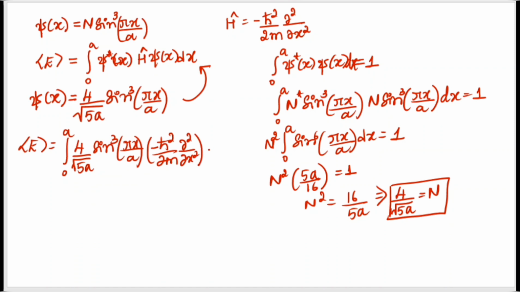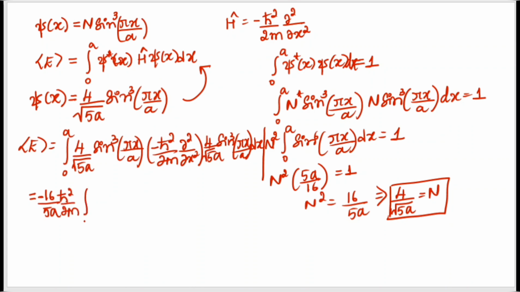What is the psi of x? Psi of x is again 4 divided by square root of pi a into sine cube pi x divided by a, into dx, right? Now 4 divided by square root of pi a, 4 divided by square root of pi a I can take out from the integration because these are constants, along with minus h cut square divided by 2m. So the expectation value will be equal to 4 fours are 16 divided by square root of pi a into square root of pi a, it is again pi a, minus, I'll take out here, h cut square divided by 2m.